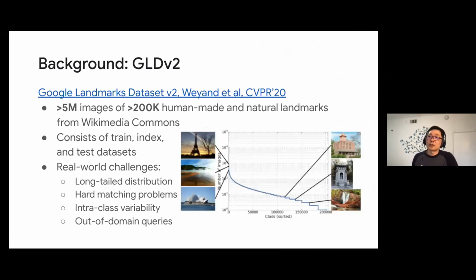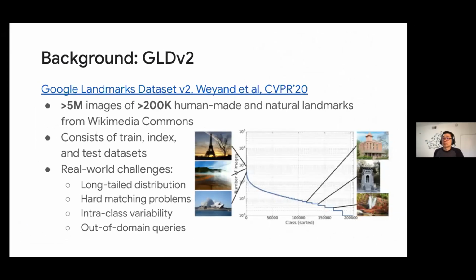So let me start with introducing our baseline data set, Google Landmarks Dataset version 2, or GLDV2. This is the data set that was used in the past 2 challenges. It contains over 5 million images of over 200K landmarks. The images were downloaded from Wikimedia Commons. The dataset consists of train, index, and test datasets, and created to deal with the real-world instance-level recognition challenges that Andre mentioned before. It follows long-tail distributions. It contains hard matching problems, intra-class variability, and out-of-domain queries.